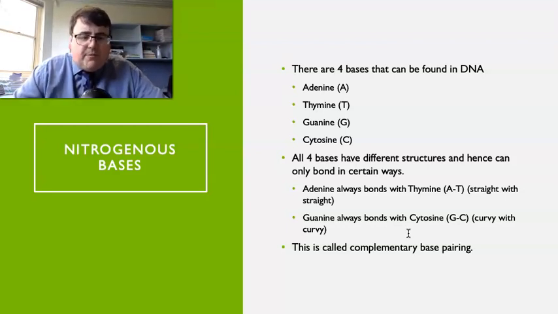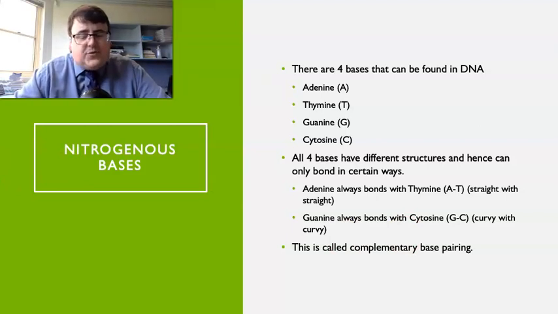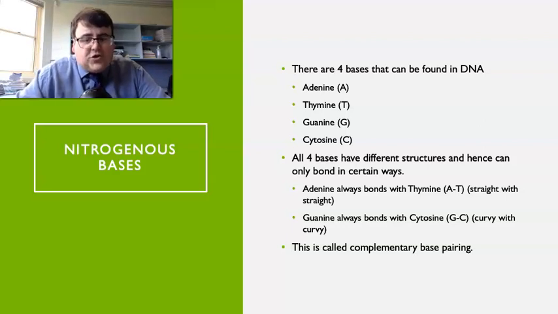This model, that adenine will only bond with thymine, and guanine will only bond with cytosine, and vice versa, is called complementary base pairing, and it's really important to how DNA actually works. When we talk about DNA replication, that will make a lot more sense. For now, just know it's called complementary base pairing. A goes with T, G goes with C.